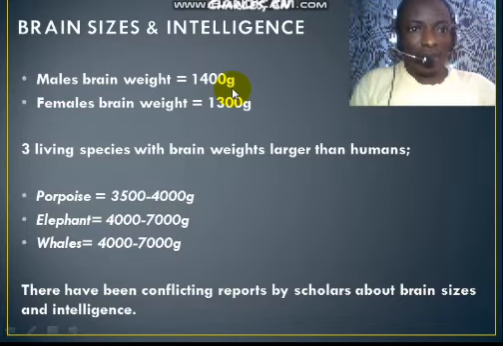The lobes of the cerebral cortex, actually there are 4 main lobes of the cerebral cortex. The first one is the frontal lobe, okay? The second one is the parietal lobe. The third one is the occipital lobe, and the last one is the temporal lobe. Okay, these are the 4 main lobes of the cerebral cortex. The frontal lobe is at the forehead, okay, the top.